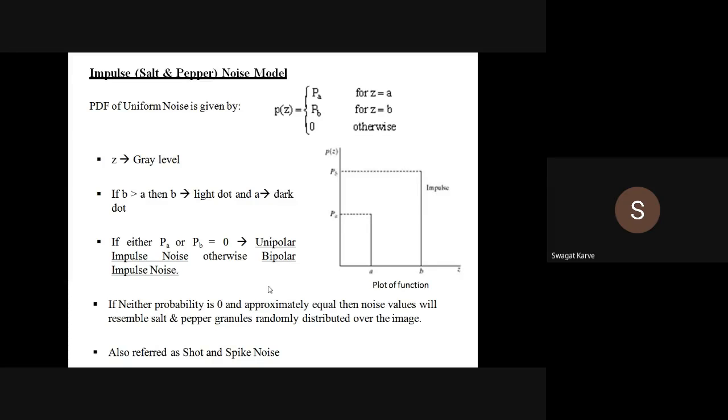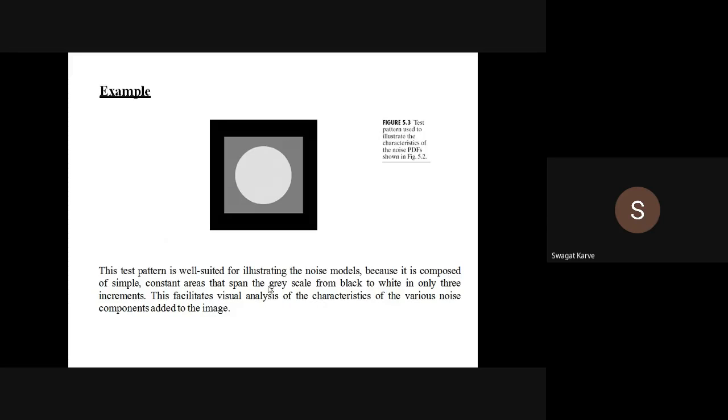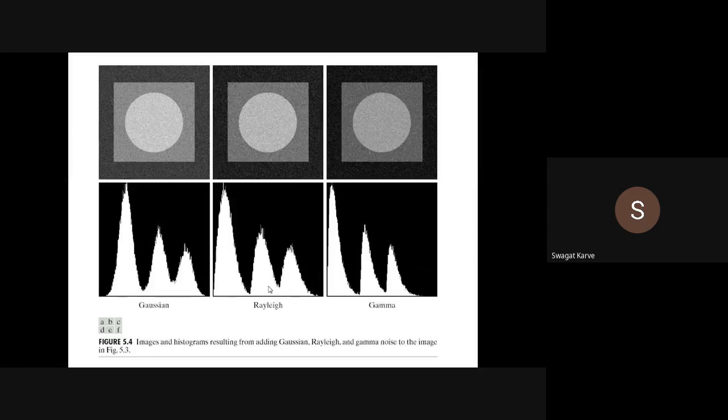So this is about impulse noise, and here are some examples of how these different noises look, that is, the noise histograms of that particular noise. The first one is a Gaussian noise, so its histogram looks like the second image. That means the images given below are the histograms of that particular noise.